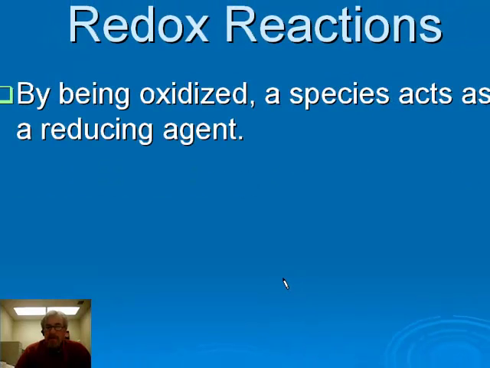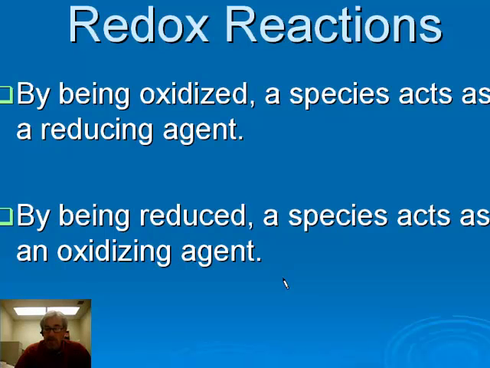By being oxidized, the species is giving up electrons. It's donating electrons to some other species. And that allows that thing to become reduced. So just like an insurance agent allows you to have insurance, or a real estate agent allows you to buy a house, a reducing agent allows you to get reduced. So species that are oxidized are reducing agents.